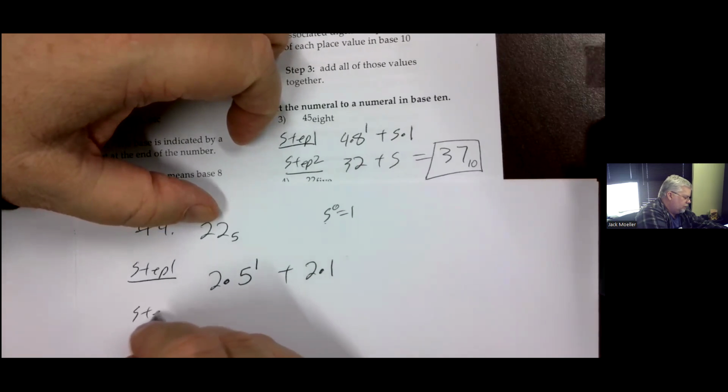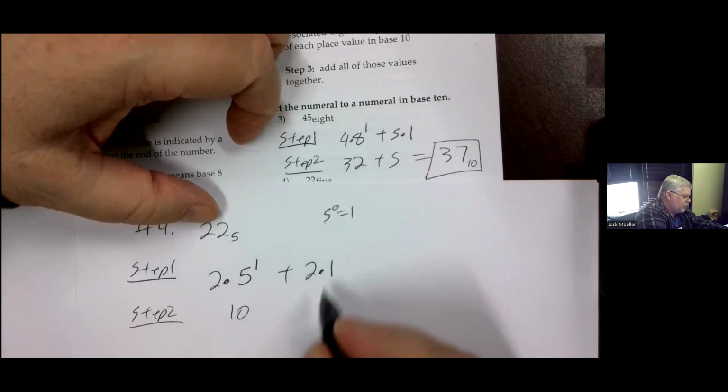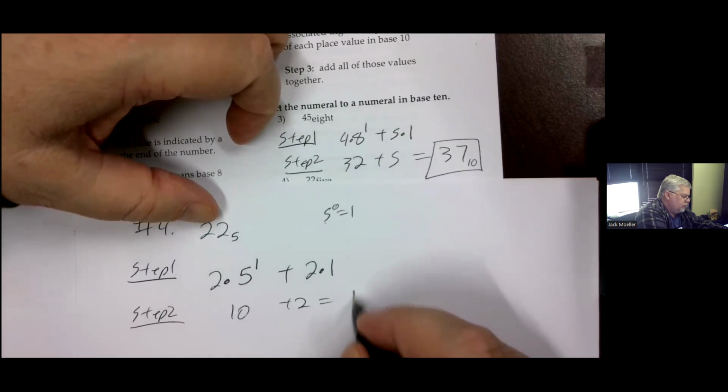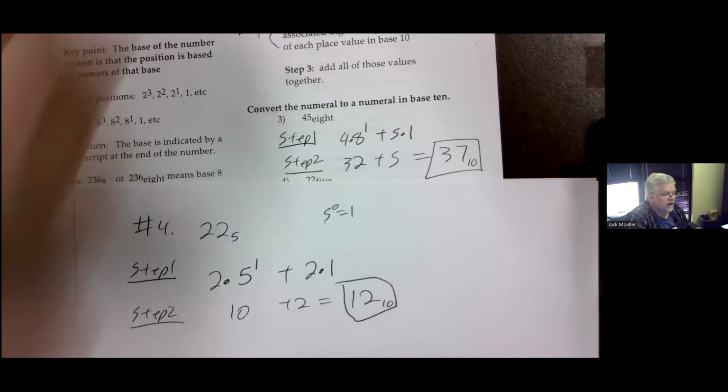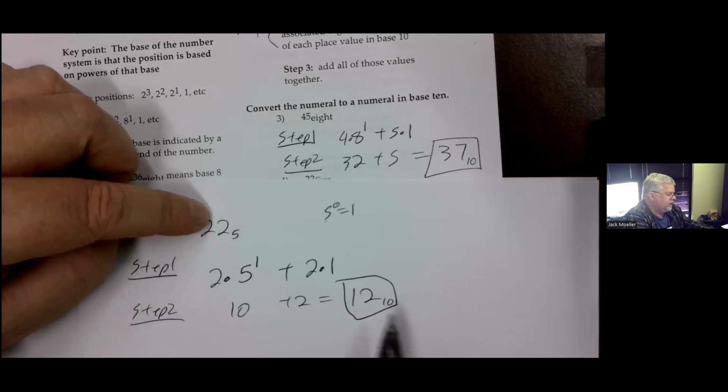Okay, then step 2, now we do the arithmetic. Well, this is just 2 times 5 plus 2, that is 12. And again, just for emphasis, I'm going to put the base 10. So 22 in base 5 is equivalent to 12 base 10.